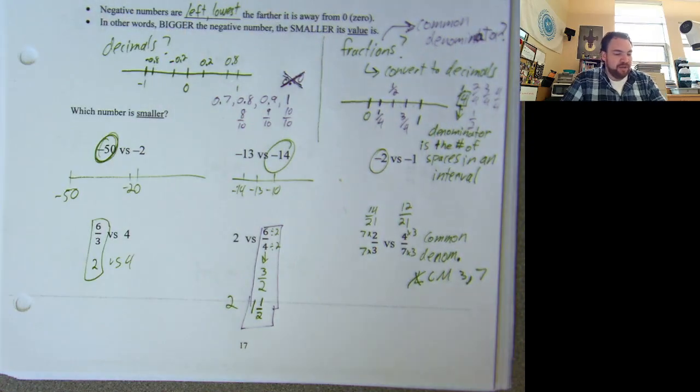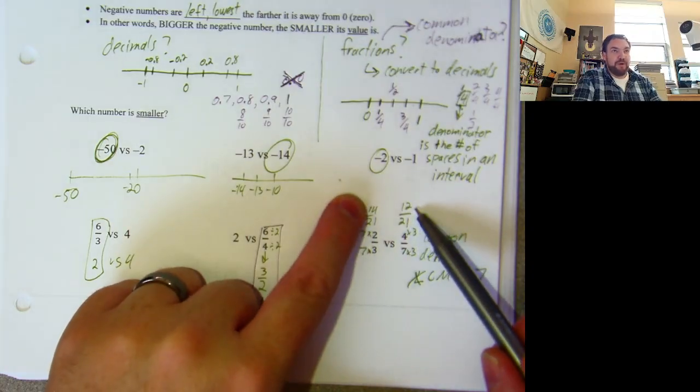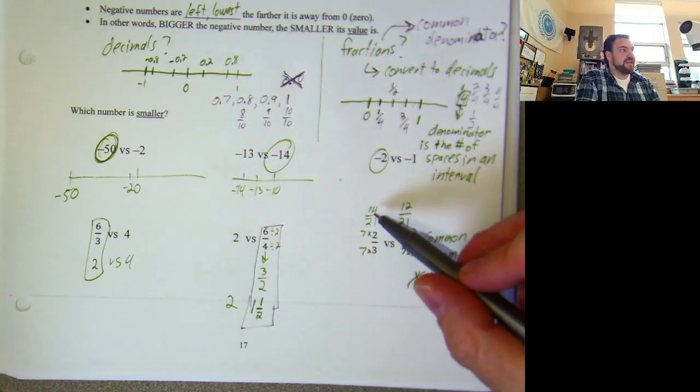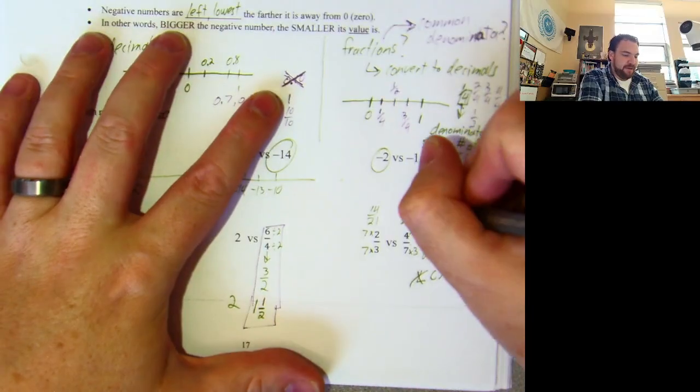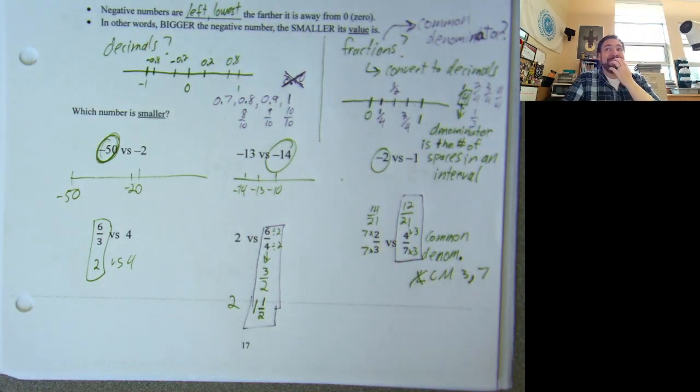So which one is smaller? 4/7. Because if the denominators are the same, we just look at which numerator is smaller. So because 12 is less than 14 and the denominators are the same, 4/7 must be the right one. That's one way to do this.